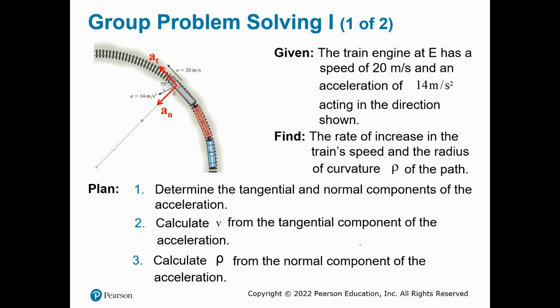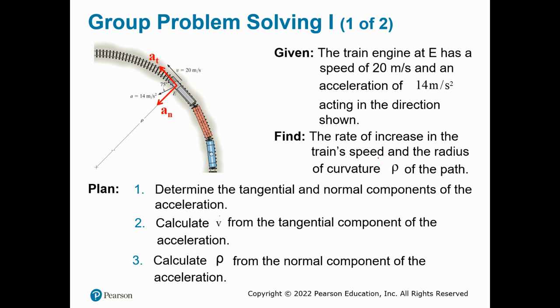Okay, last example right here. We have a train traveling along a curved path, and this gives me a lot of information. We know the speed is 20 meters per second, acceleration of 14 meters per second squared, acting in the direction shown right here. We got a 75-degree angle right here. And then we're looking for the rate of increase in the train speed and the radius of curvature of the path.